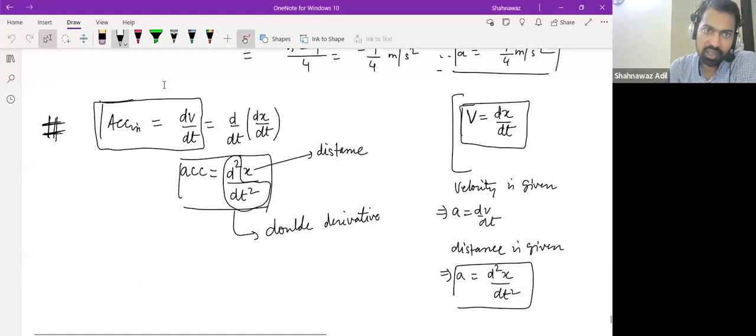Time is the independent variable, right? Time is the independent variable and velocity is the dependent one. So what does this mean?